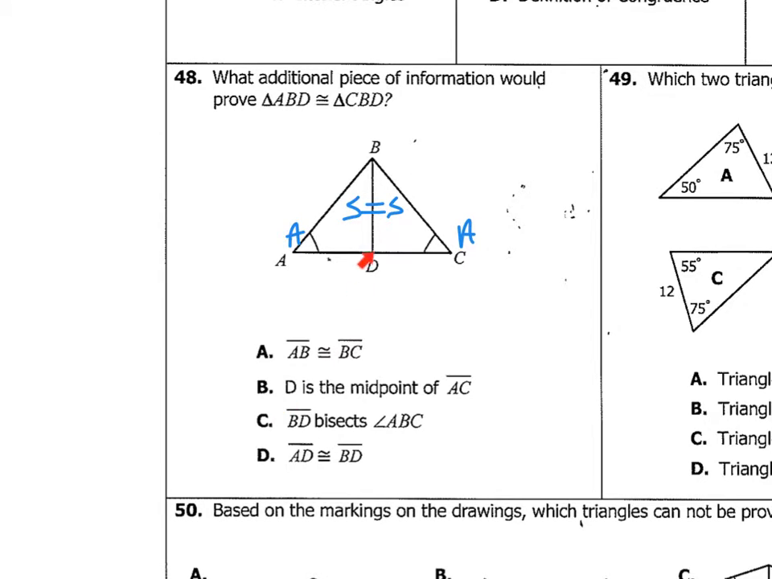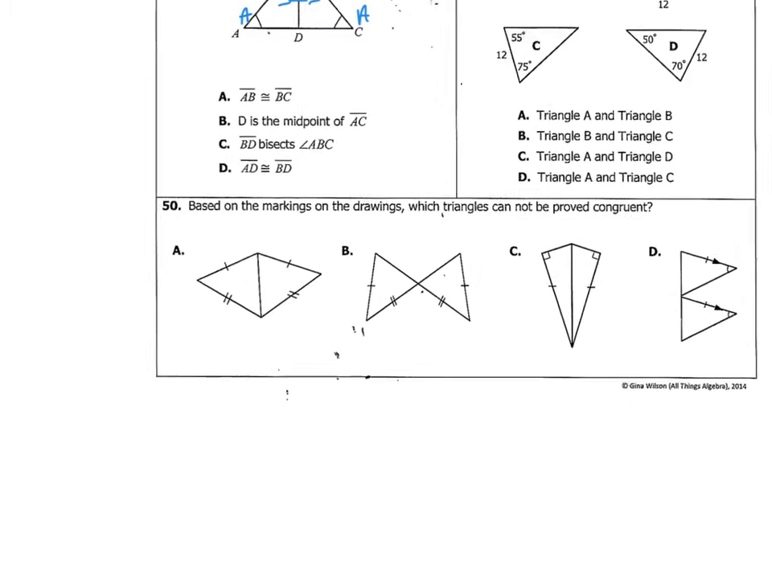Is it that D is the midpoint, which would give you two equal sides? Is it that BD bisects ABC? It's a bisector, which would make these two angles equal. Or is it that AD is equal to BD? Would that help? Which piece do you need? And the last question.